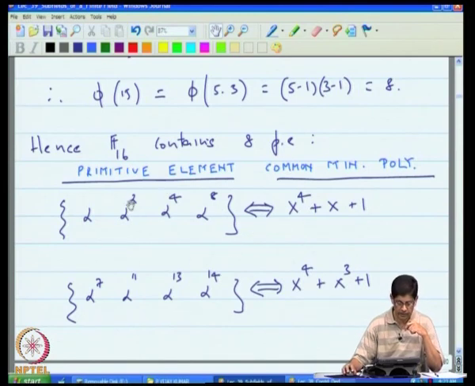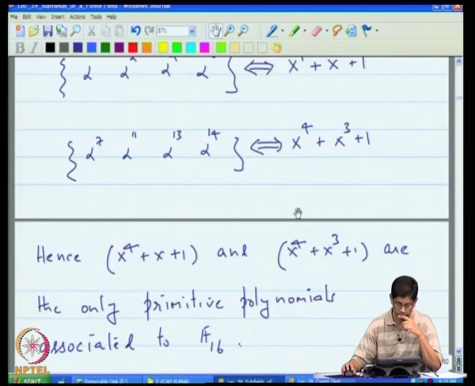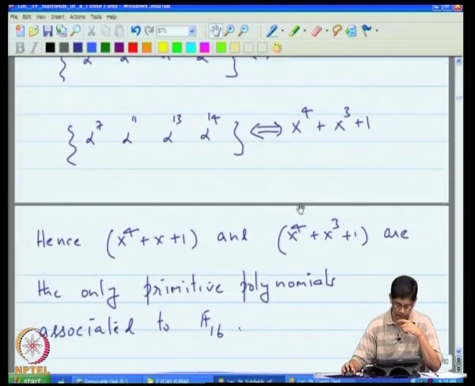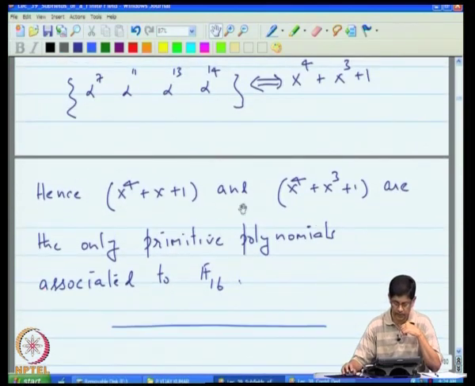So, these are primitive elements and there are 8 of them, and I have grouped them together in this particular fashion for a reason. The reason is that these 4 primitive elements share this minimal polynomial in common. These 4 primitive elements share this minimal polynomial in common. So, that is the reason for grouping them together like this. Thus, in this particular field it turns out that x^4 plus x plus 1 and x^4 plus x^3 plus 1 are the only primitive polynomials associated to this particular finite field.